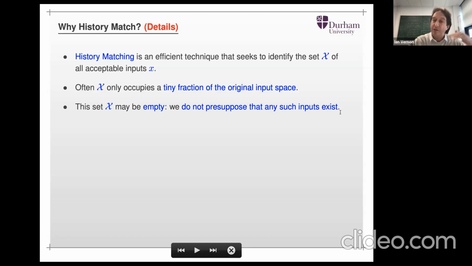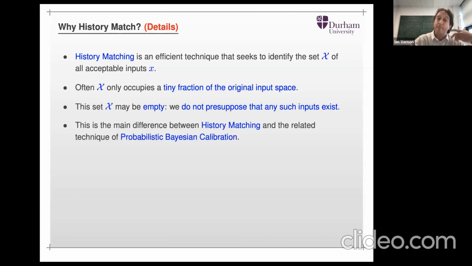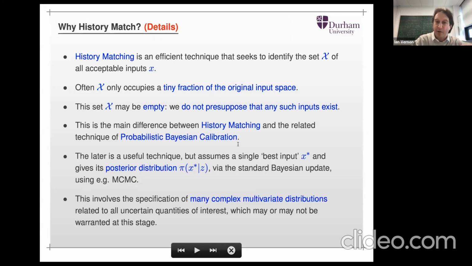Now, that differentiates this technique from more standard Bayesian techniques, such as full Bayesian calibration. That would be when you find a posterior distribution of your input space of interest. Many of you may have done techniques like that. That technique assumes that there is some decent input and gives you a probability over it. There are more issues with that, but I'm not going to dwell on them.